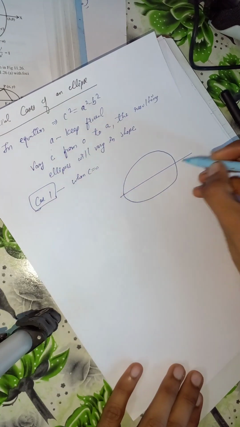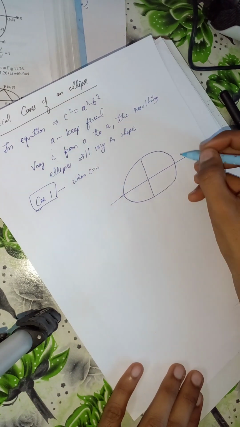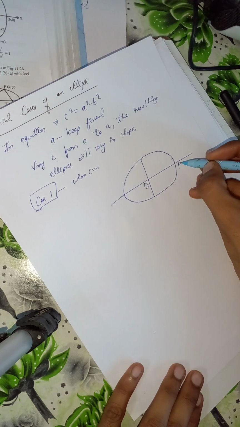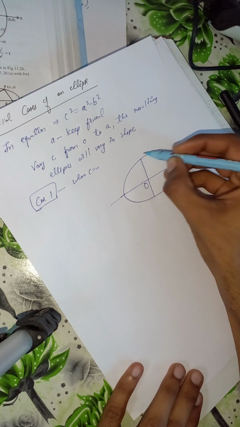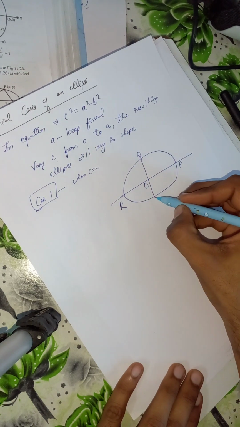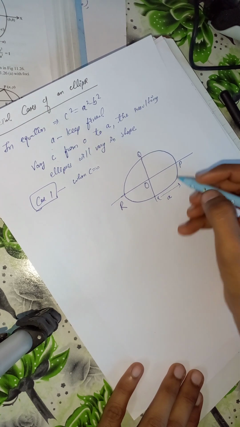It is along the x-axis, the major axis is along the x-axis, and the minor axis is along the y-axis. So this is the center of the ellipse. This is point P. Its vertex is at point P. This is suppose point Q. This is PR. This distance is A, the semi major axis.